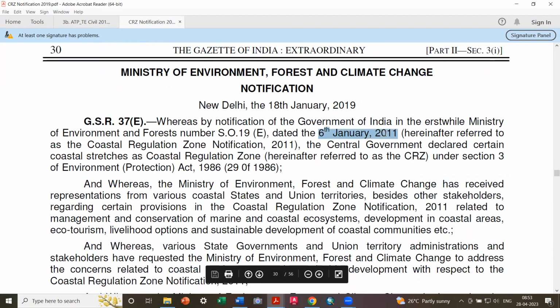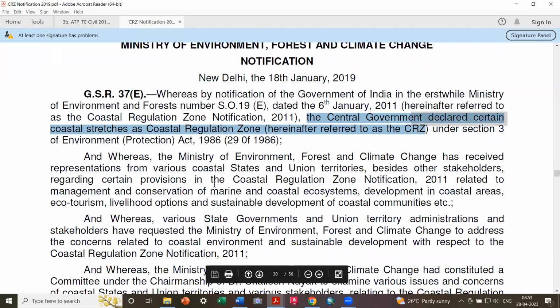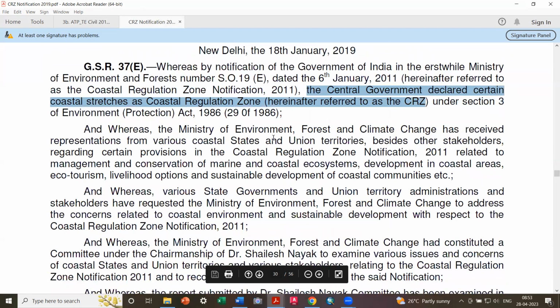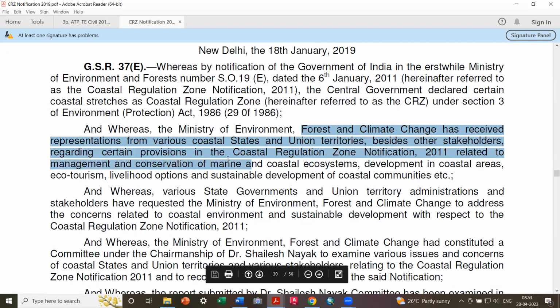Here you can see January 2011, Coastal Regulation Zone Notification 2011. The central government declared certain coastal stretches as Coastal Regulation Zone, that is CRZ, under section 3 of the Environmental Protection Act 1986. Then the Ministry of Environment, Forest and Climate Change has received representations from various coastal states and union territories besides other stakeholders regarding certain provisions in the CRZ notification 2011 related to the management and conservation of marine coastal ecosystem, development in the coastal areas, ecotourism, livelihood options and sustainable development of coastal communities.